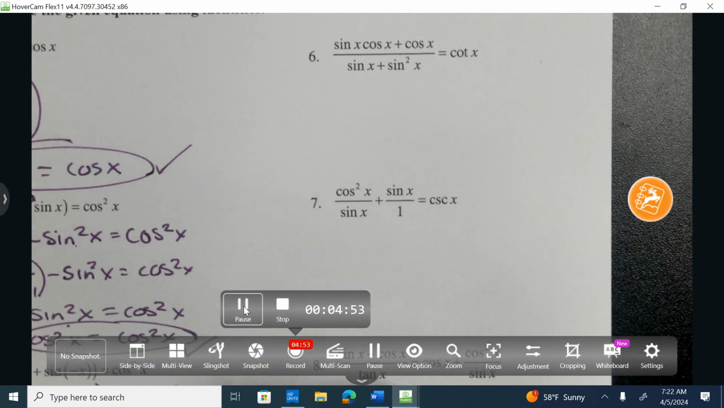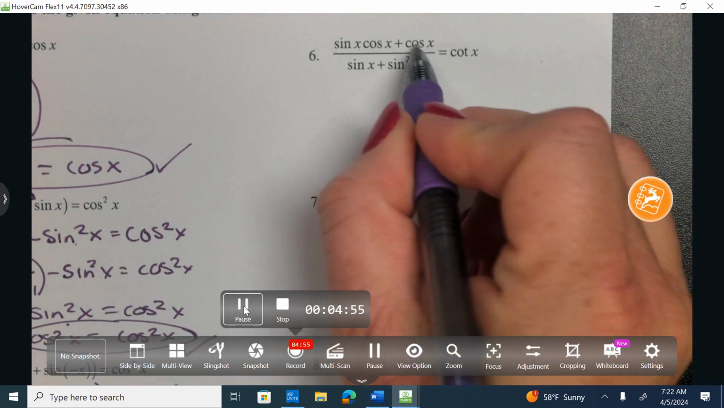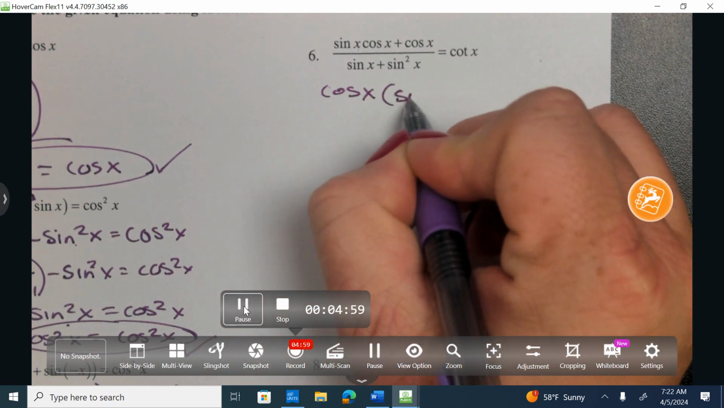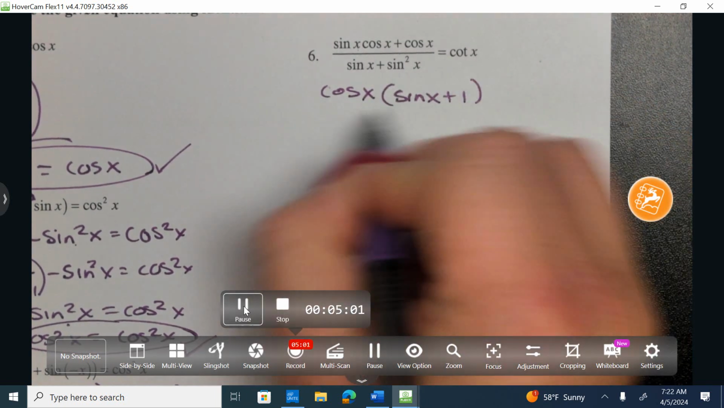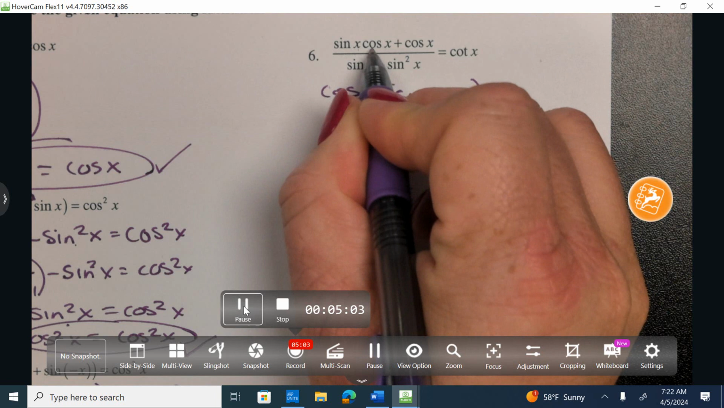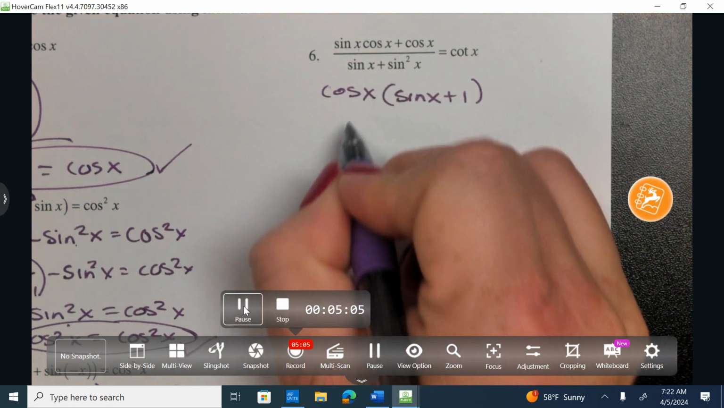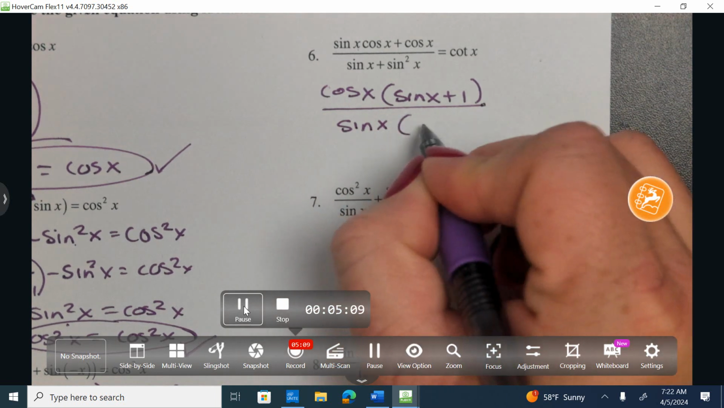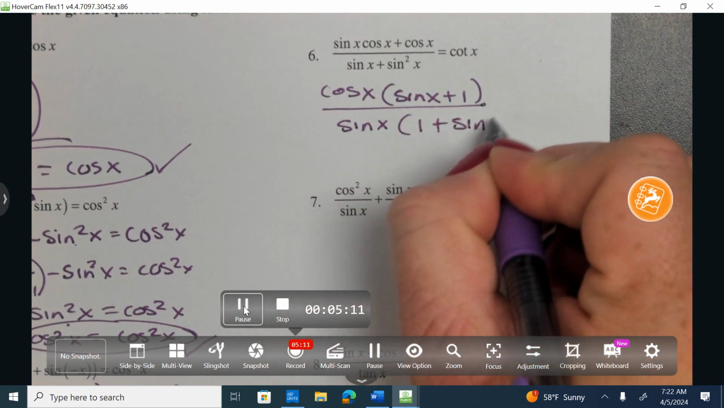Alright, let's look at number 6. Alright, let's see, on top, I can see they both have a cosine, so I'm going to factor out a cosine, and I'm left with sine of x plus 1. Let's make sure I did this right. Cosine times sine, and cosine times 1. Okay, great. On the bottom, I'm going to factor out a sine of x, and I'm left with 1 plus the sine of x.